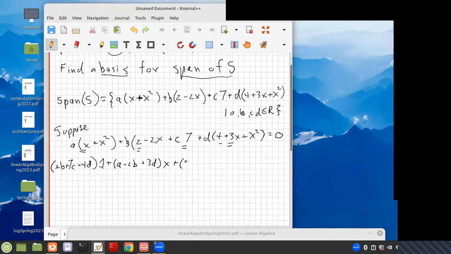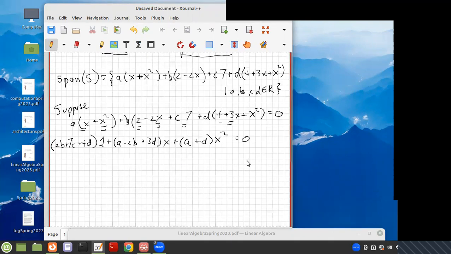Okay, so now we have to do x squared. Well, there's one here, a. I'm marking these to say we've already done them. Plus d times x squared equals 0. So what we want is that for these to be the same polynomial, each of these coefficients has to equal 0.